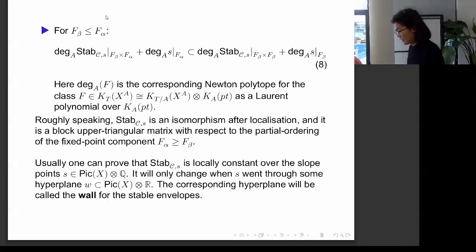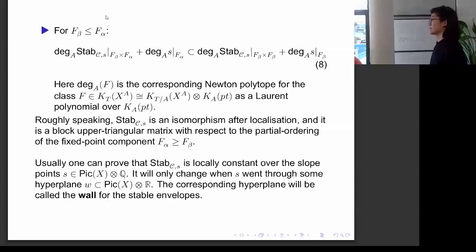And the third condition, I think, is one of the most important conditions here. If you restrict the components to the off-diagonal ones, or the strictly upper triangular ones, you can see that there's a degree bound for this stable envelope. This degree bound is for the A degree, because when you restrict to the fixed point component, it's really natural to have a decomposition as a Laurent polynomial over the cocharacter of A.